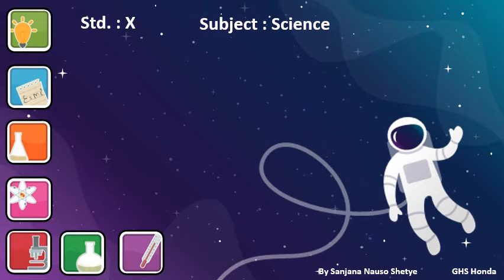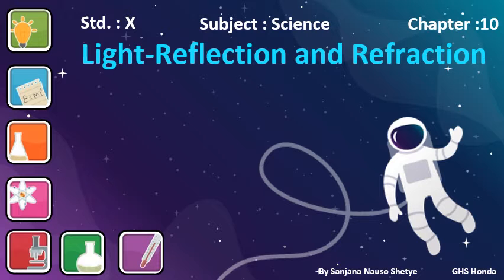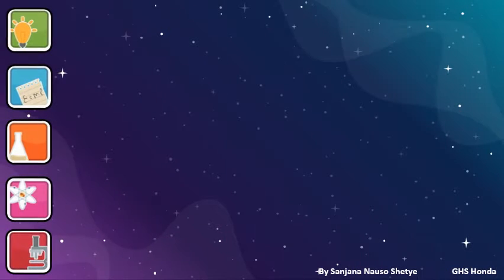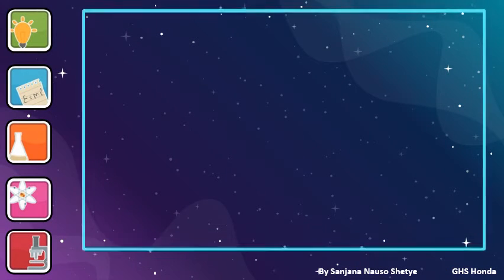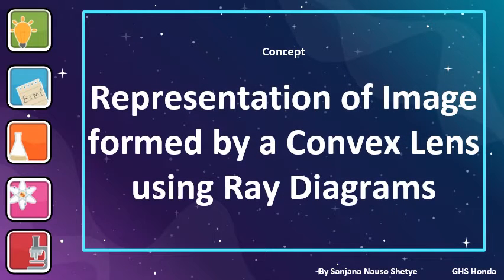Today we will learn the science subject of standard 10. Name of the lesson is light, reflection and refraction. Now we will learn the formation of an image by a convex lens.